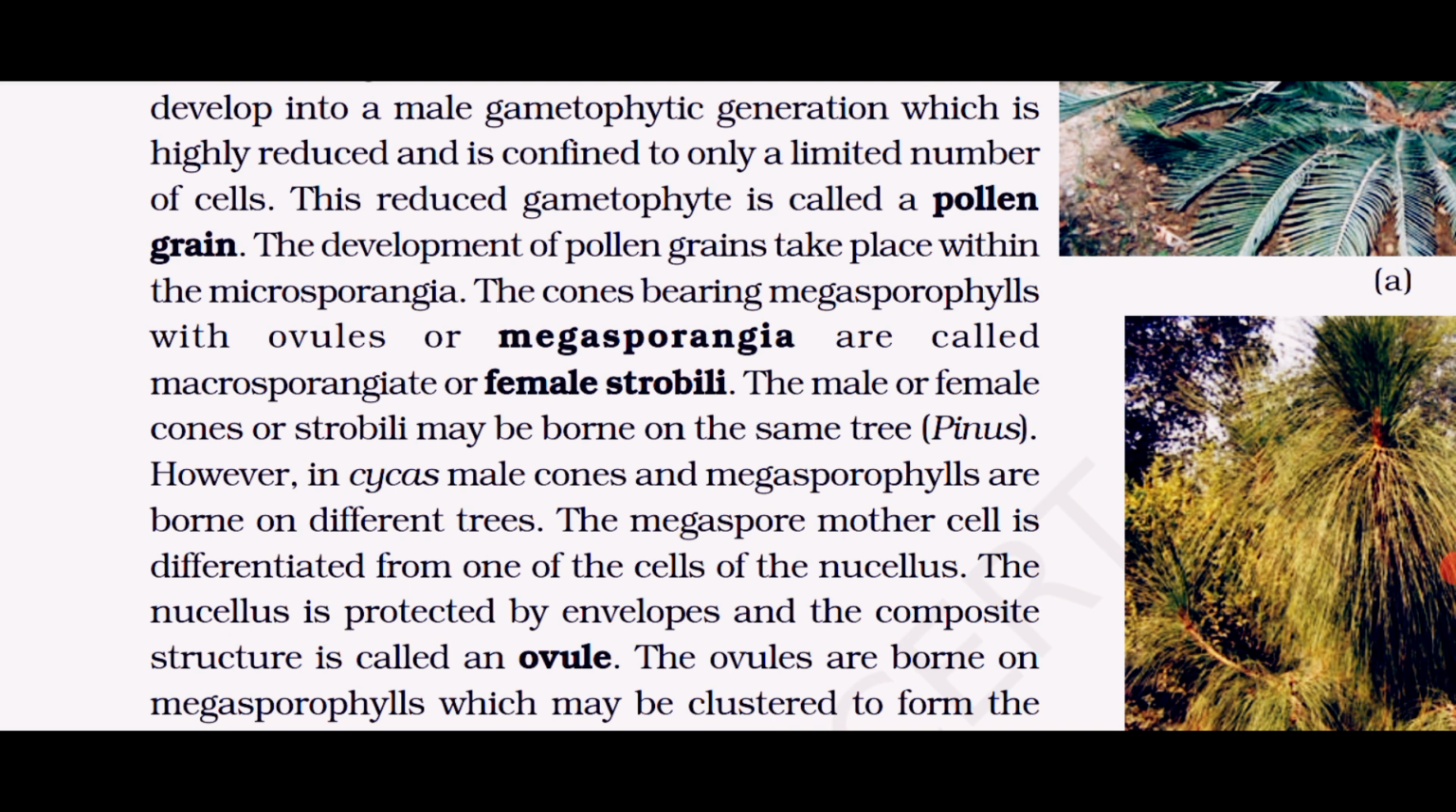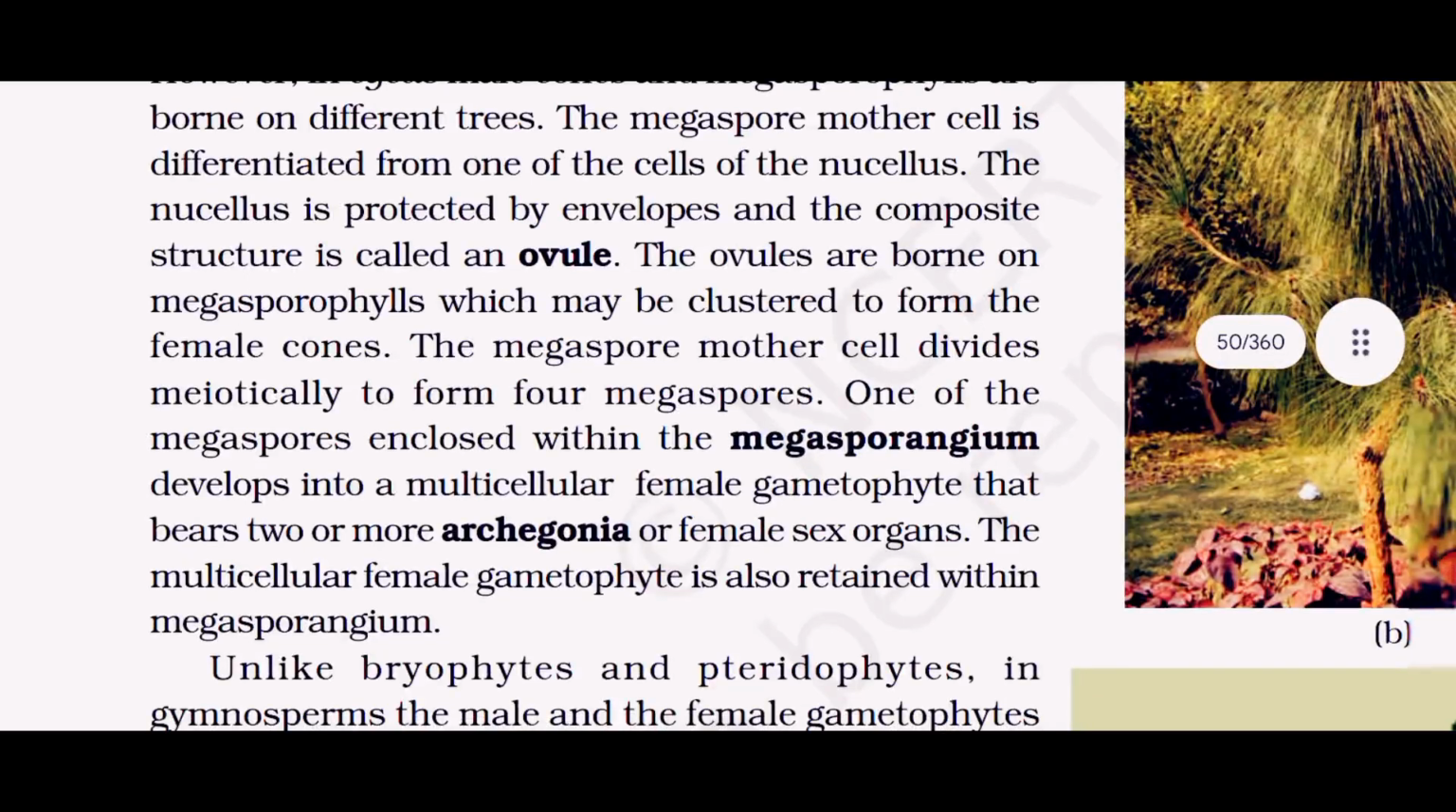The male or female cones or strobili may be borne on the same tree, as in Pinus. However, in Cycas, male cones and megasporophylls are borne on different trees. The megaspore mother cell is differentiated from one of the cells of the nucellus. The nucellus is protected by envelopes and the composite structure is called an ovule. The ovules are borne on megasporophylls which may be clustered to form the female cones.